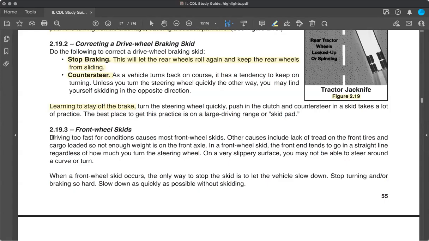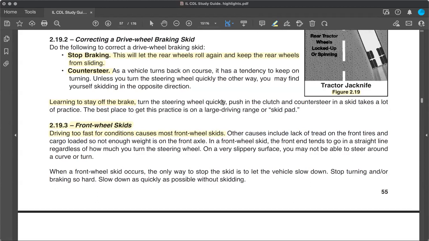So just make note of the first line that says, 2.19.3, front wheel skids: driving too fast for conditions causes most front wheel skids. And what that means is if it's raining and you're driving and those front wheels lose traction and that causes you to skid, rain, snow, ice are all conditions that might cause a front wheel skid. So that's all for that.